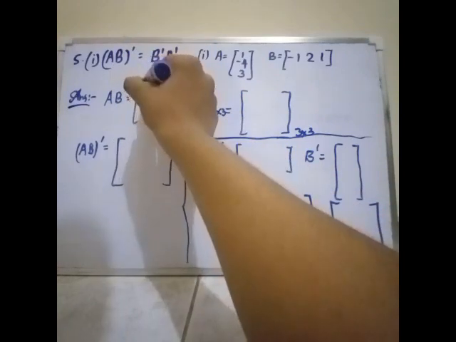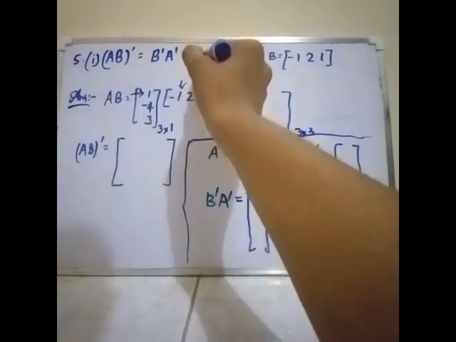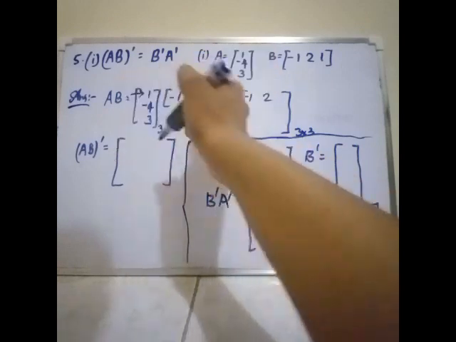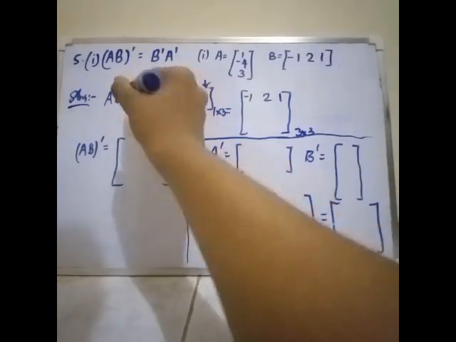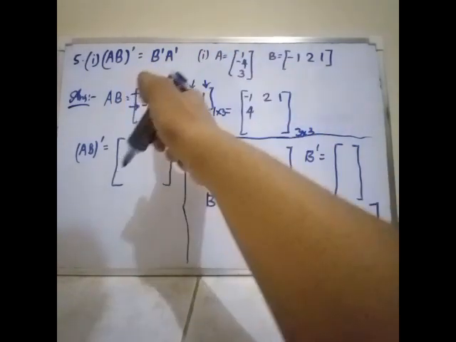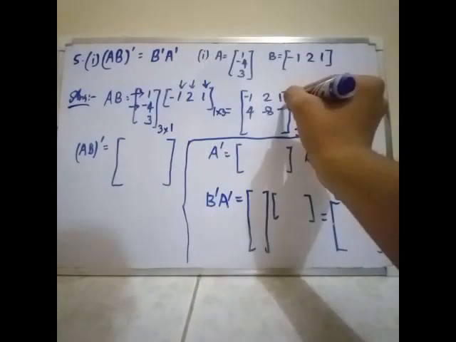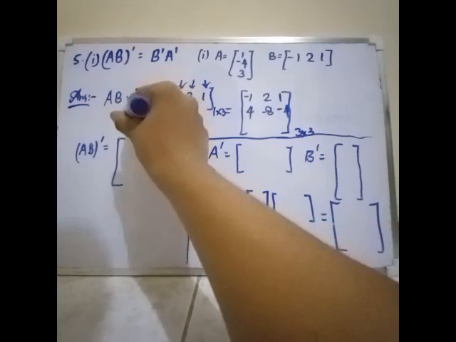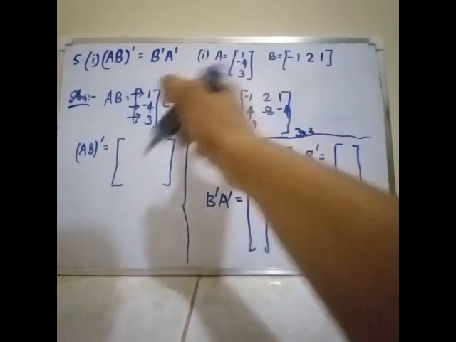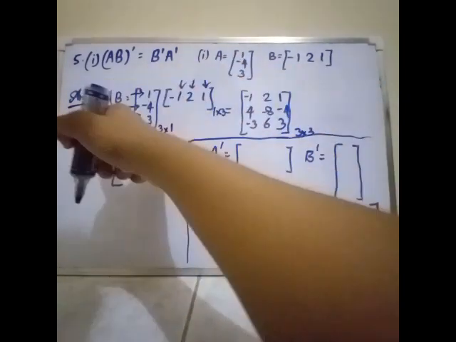So let's do first row with first column, multiply 1 times minus 1. So it will be minus 1. Then first row with the second column, 1 times 2 would be 2. Then with the third column, 1 times 1 would be 1. Now the second row, right? Minus 4 times minus 1 would be plus 4. Minus 4 times 2 would be minus 8. And minus 4 times 1 would be minus 4. Now the third row with each of the columns, 3 times minus 1 would be minus 3. Then 3 2s are 6 and 3 1s are 3. So this is our AB, right?